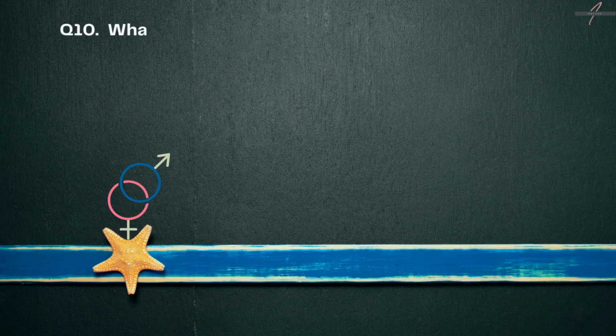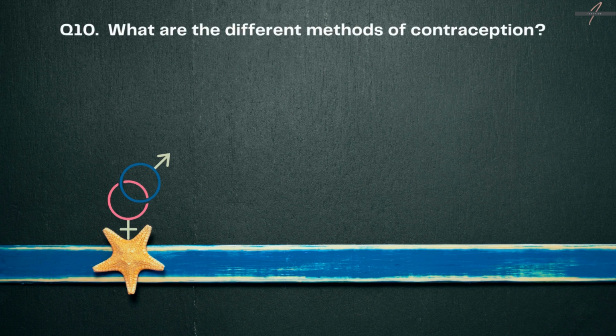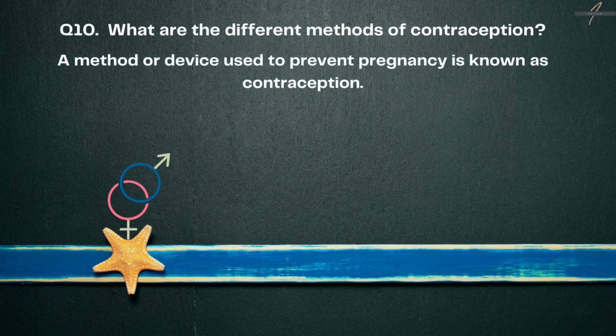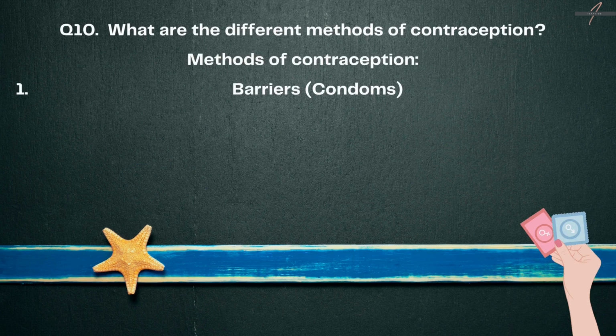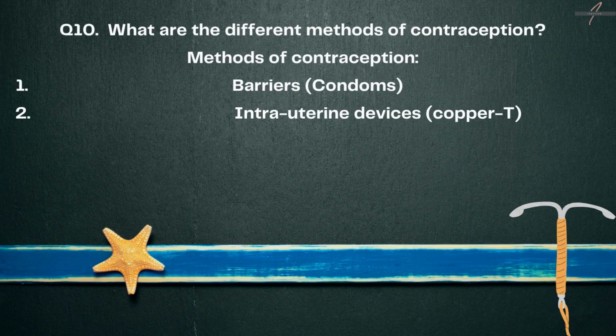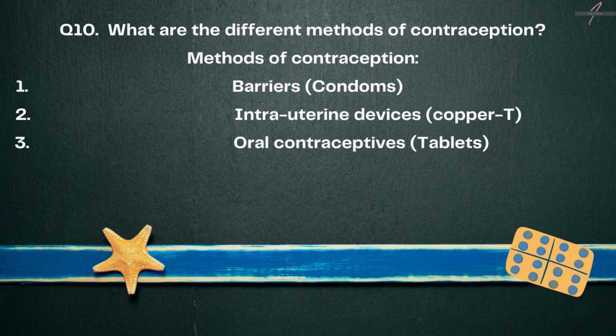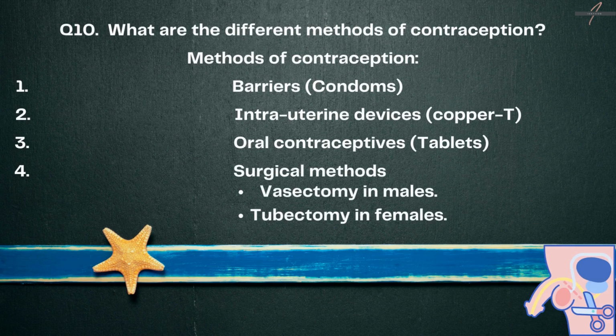Next question is, what are the different methods of contraception? Some of the methods of contraception are barriers like condoms, intrauterine devices or IUDs like copper T, oral contraceptives or pills, surgical methods like vasectomy in males and tubectomy in females. These are some of the popular methods, with some more like natural methods, injectables, and implants.